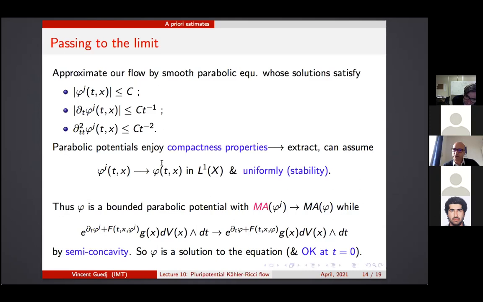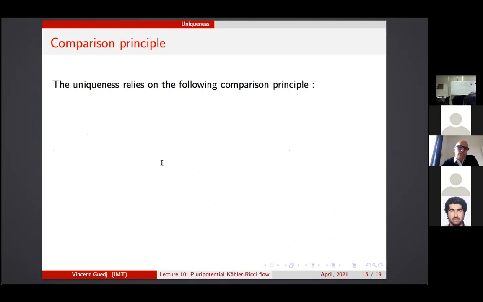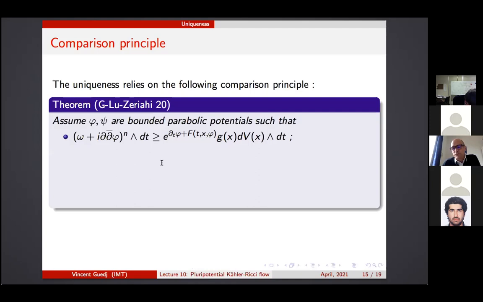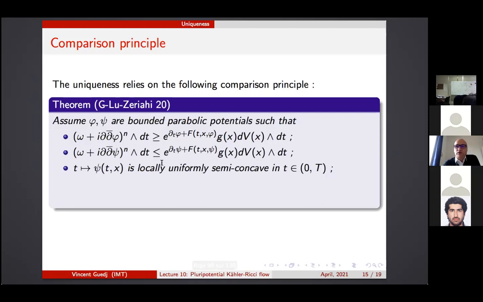But of course, if there are too many, then the theory is probably not that good. So let me say a few words about the uniqueness. The uniqueness relies on the following parabolic comparison principle, which can be stated like this. Assume that you have two families of parabolic potentials which are bounded. Assume that φ is a subsolution to the parabolic problem, while ψ is a supersolution to the parabolic equation. And let me assume also that ψ is locally uniformly semi-concave in time.